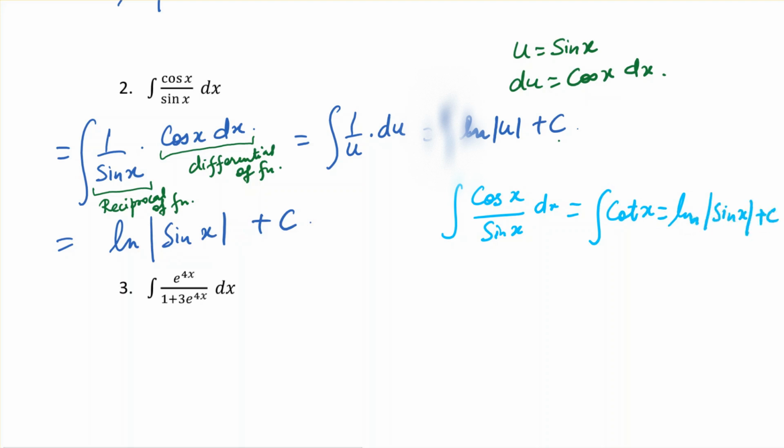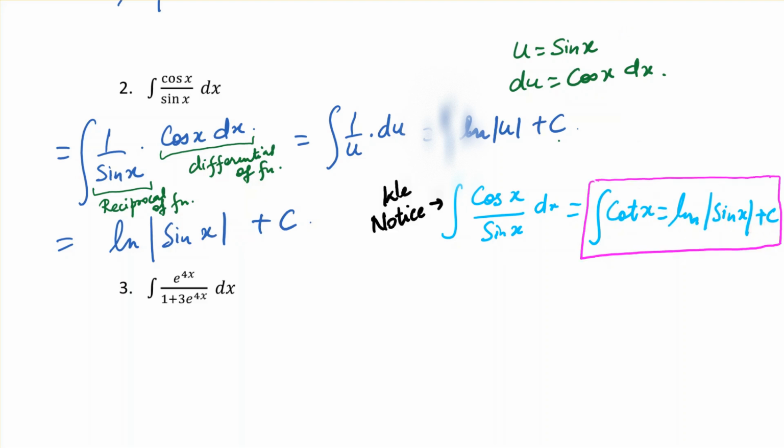So we got a result for our trig functions. The integral of cot x is equal to ln of mod of sine x plus c. Let's take a look at the next one.